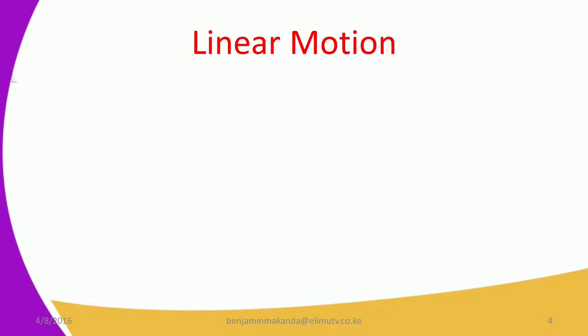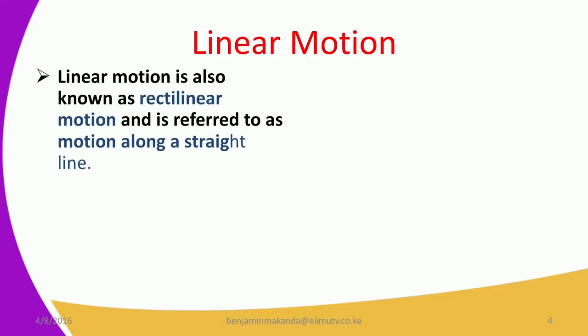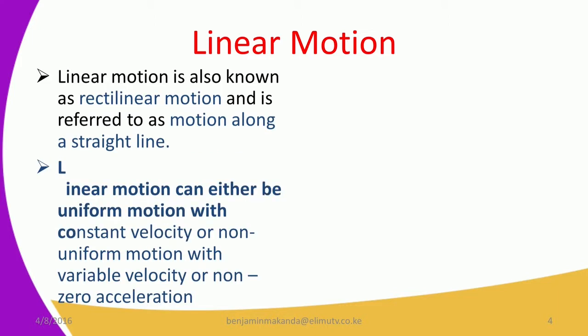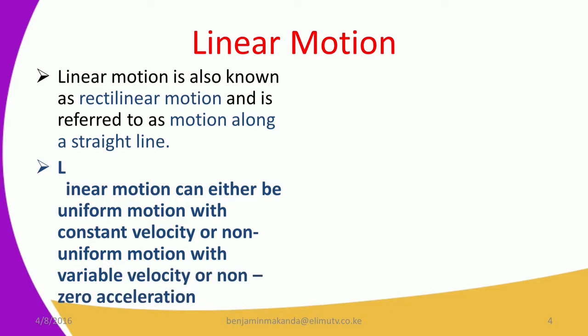Now, linear motion. What is linear motion? Linear motion is also known as rectilinear motion and is referred to as motion along a straight line. Linear motion can either be uniform motion with constant velocity or non-uniform motion with variable velocity or non-zero acceleration.